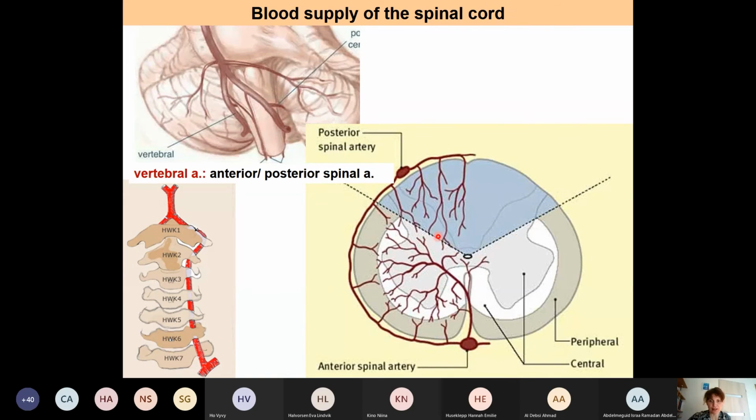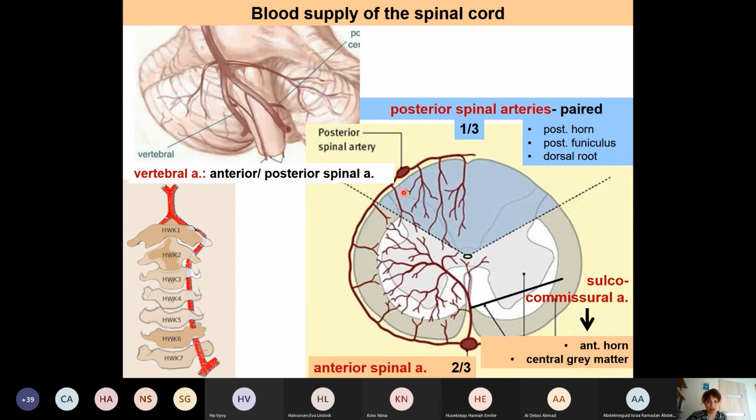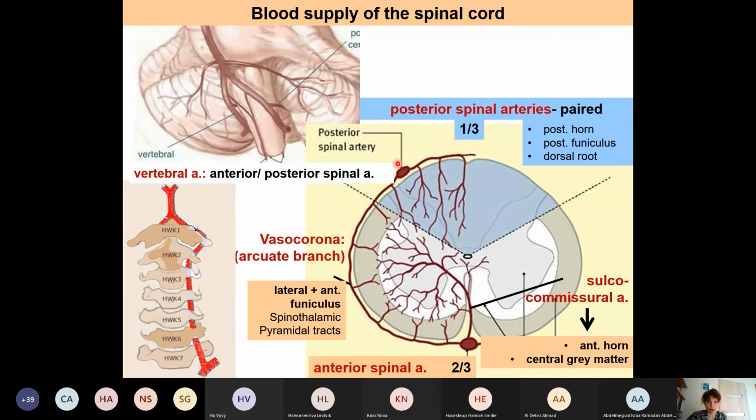So you can see these arteries in a cross section. We should have here another posterior one, and as you can see, these arteries form an anastomosis with each other here. This is called the vasocorona or arcuate branch, and as you can see, this vasocorona supplies mainly the white substance, the lateral and anterior funiculi. The posterior spinal artery supplies the posterior third, that means the posterior horn, the posterior funiculus, and the dorsal root.